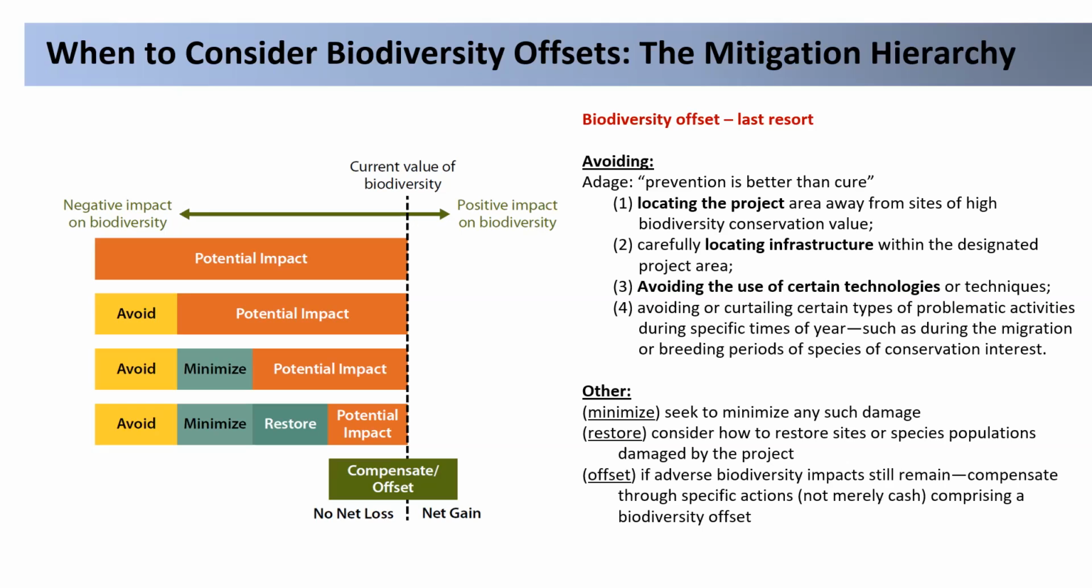And then in addition to avoiding, you have minimize, restore, and offset. And to be honest, these are very good types of mitigation hierarchy activities that you can do, but none is as good as avoiding really the critical habitat or natural habitat with high biodiversity importance. So you can minimize any such damage, restore, consider how to restore sites or species population, and offset, which we just briefly talked about.